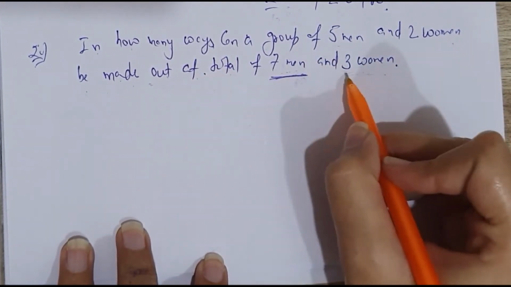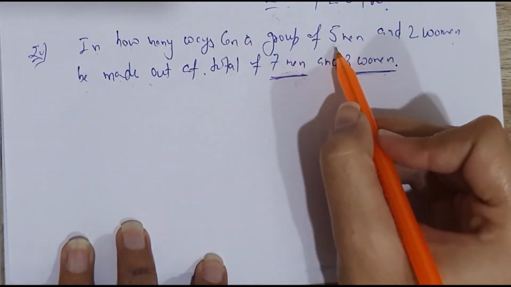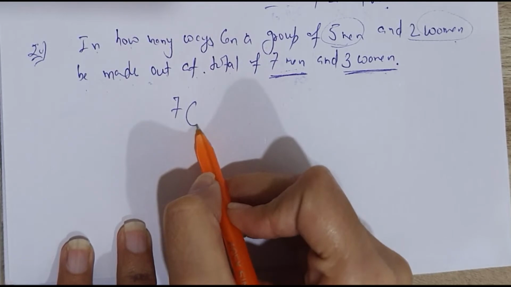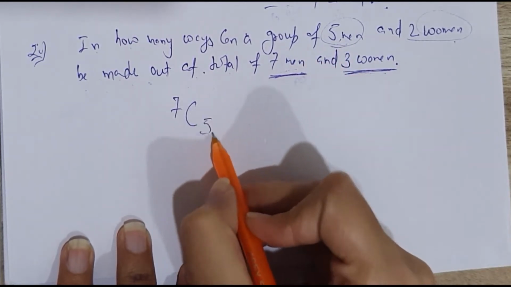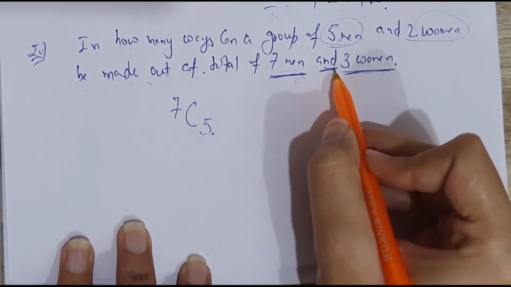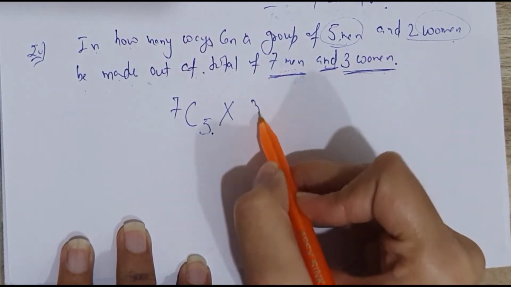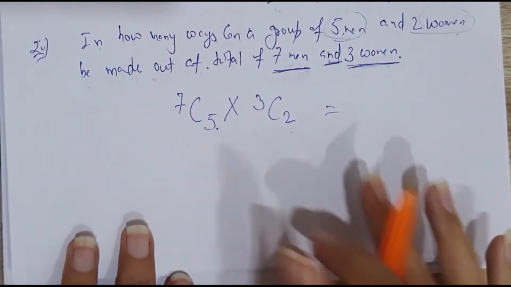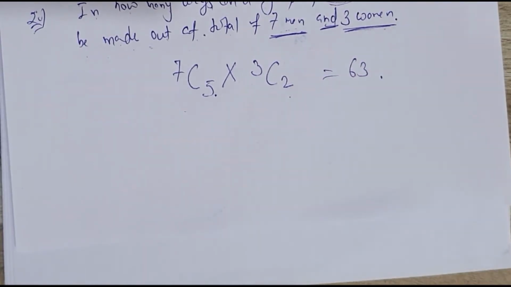Here total is 7 men and 3 women. We have to group 5 men and 2 women. How we do it? 7C5 into 3C2. Now solve it and you will get your answer. 63 will be the answer. Solve it yourself.